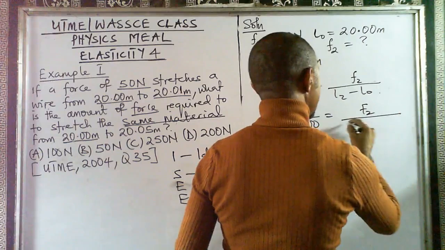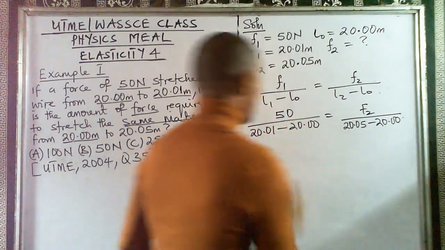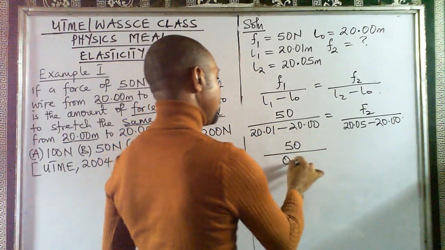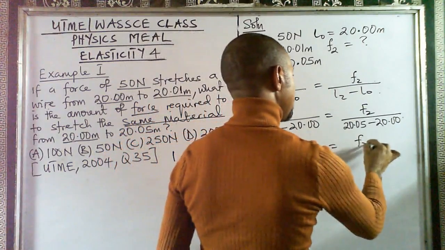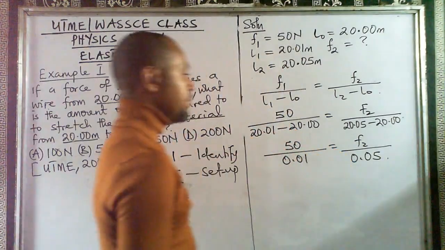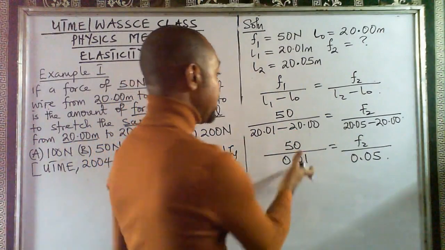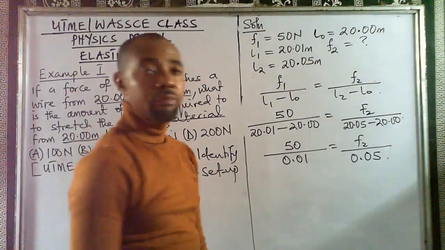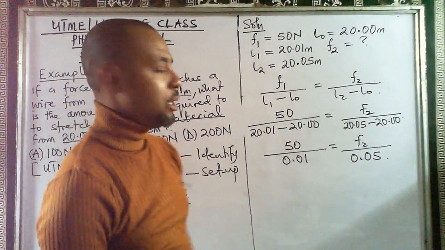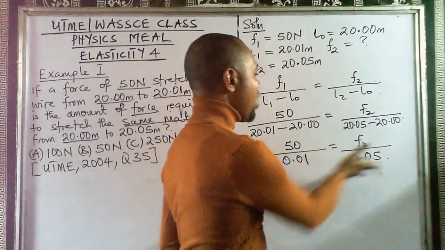I'm looking for you. 20.05 minus 20.00. Okay, this will give me 50 divided by this minus this, which is 0.01, equals F2 divided by 0.05. Okay, so what do we do? We clear the fraction. If you are good at handling decimals, you can actually eliminate these two decimals since it's the same here. Now I'll have 1 and 5.